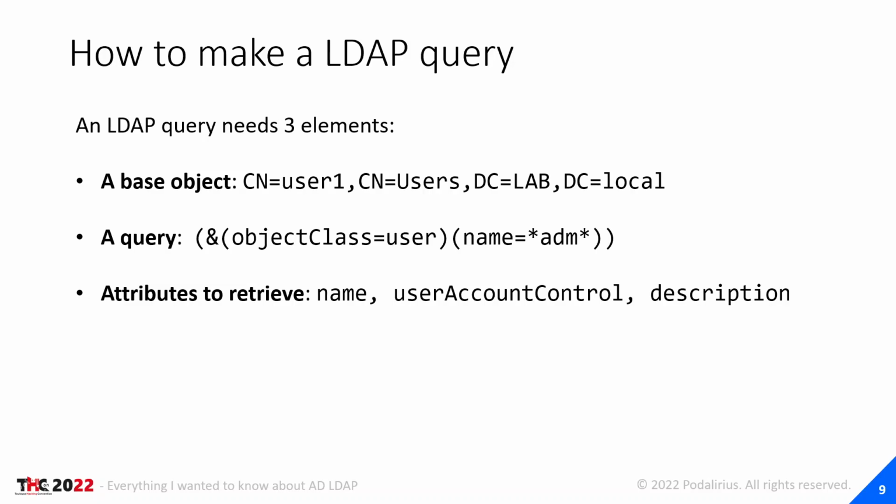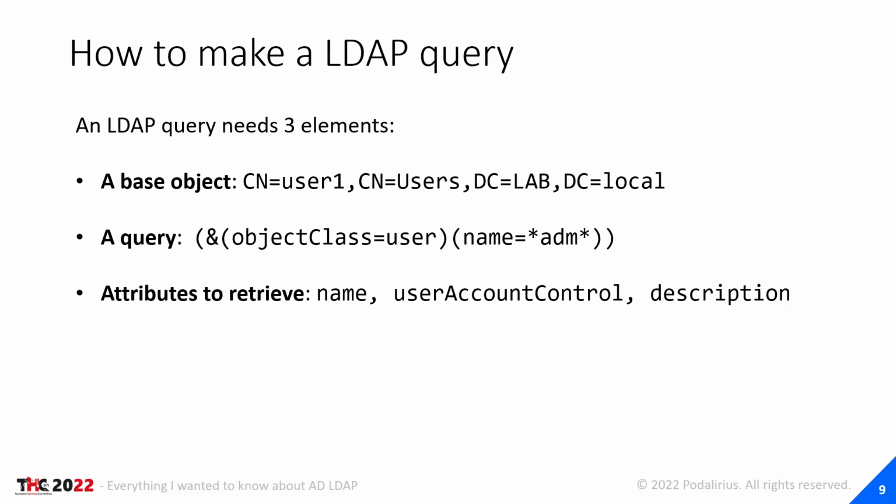You will select the attributes you want. For example, here I'm selecting all objects with object class being user and with ADM in their names. So for example, when you are doing an internal pen test, it can be quite useful to do this kind of query to list all the administrators of a Windows domain, for example.